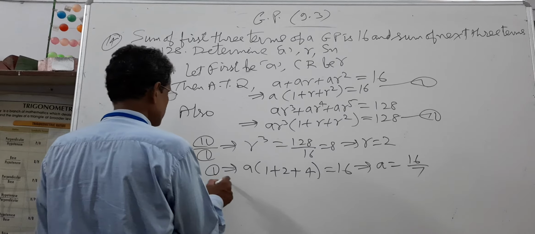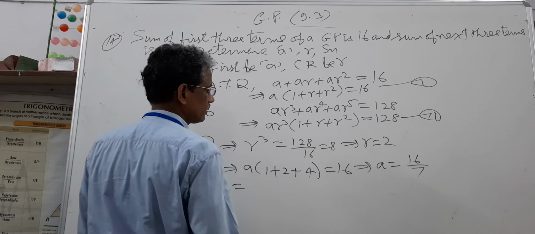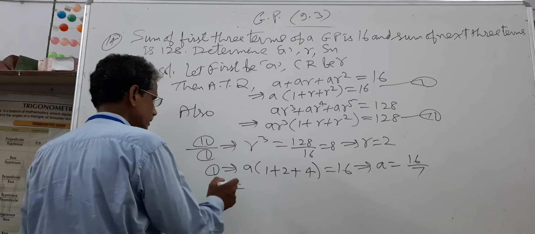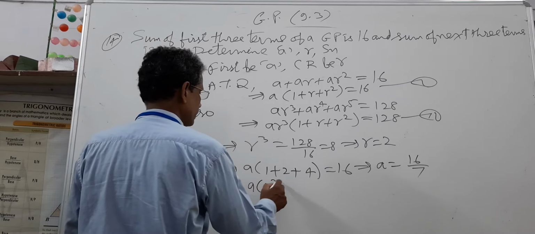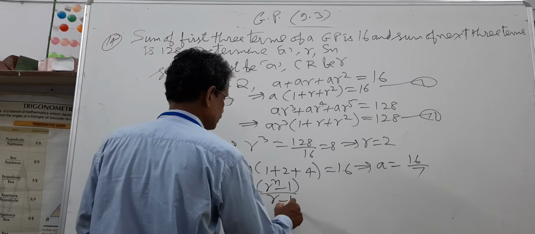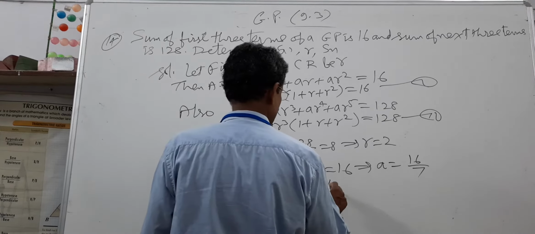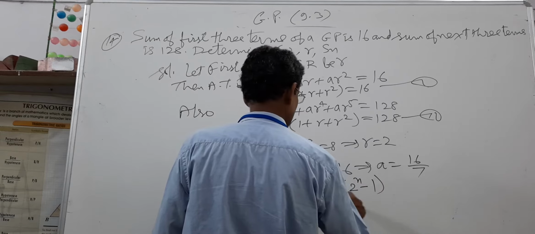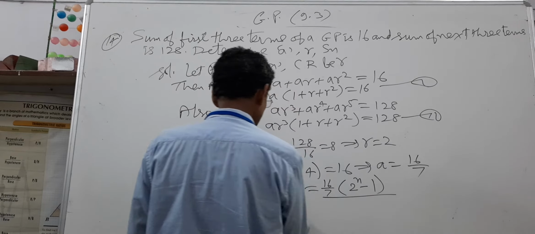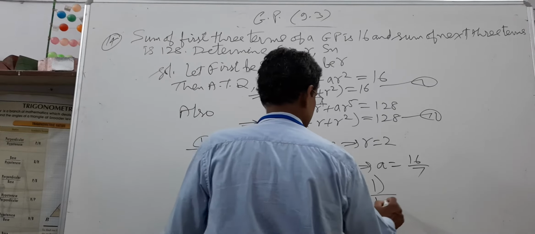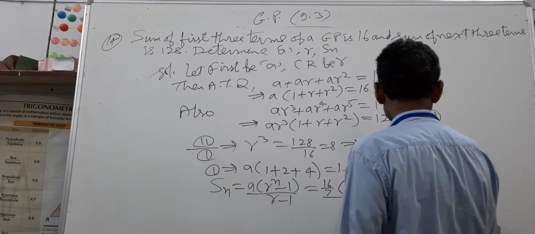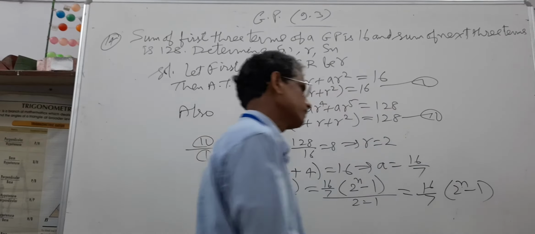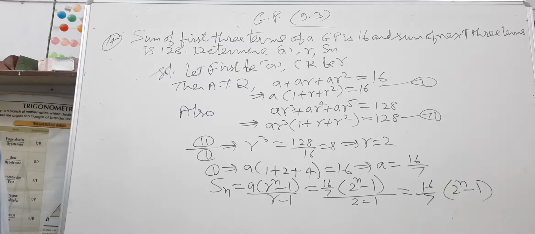Now you can find Sn easily. Here the value of r is greater than 1, so Sn is equal to a(r power n minus 1) upon r minus 1, which is equal to 16 by 7 into (2 power n minus 1) upon (2 minus 1), that is 1, so it is equal to 16 by 7 into (2 power n minus 1). This is Sn. Thank you.